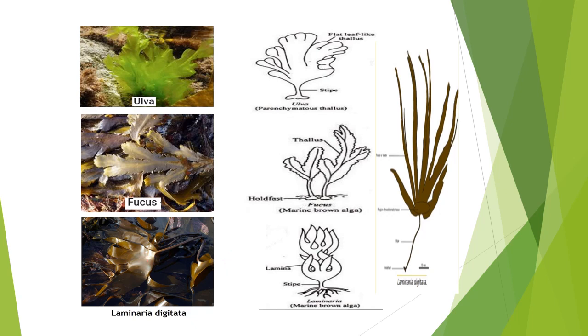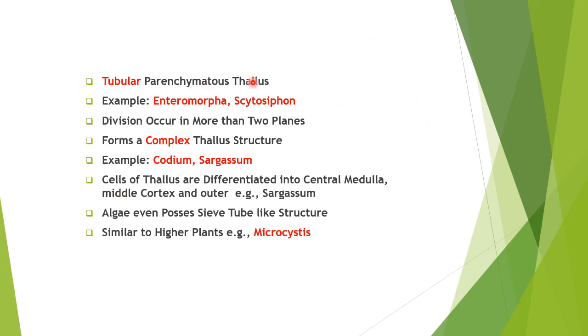So this is a parenchymatous type of cell, where a tubular parenchymatous thallus can be seen in the case of Enteromorpha or Scytosiphon. Division occurs in more than two planes, forming a complex thallus structure in Codium and Sargassum. These are the variants of the parenchymatous tissues. The cells of the thallus are differentiated into central medulla, middle cortex, and the outer cells, as you will see in the case of Sargassum. Some algae even possess sieve tube-like structures, not true sieve tubes, because I have already said the vascular system is not present there. These are not highly evolved organisms that way.